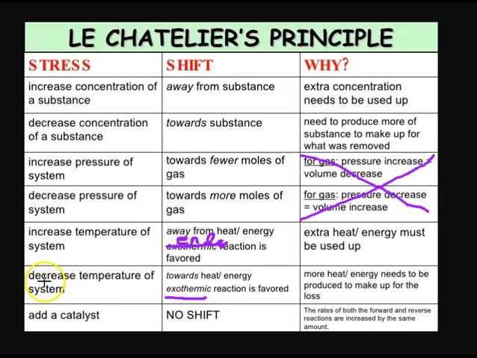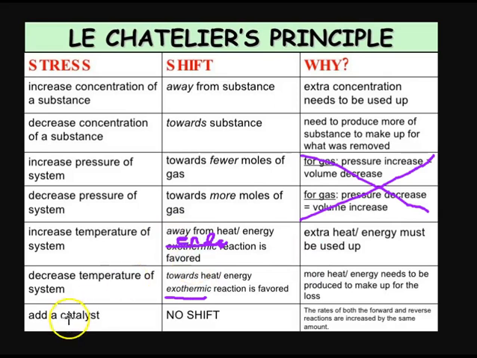So if we decrease the temperature, we're going to favor moving in the exothermic direction so that we can make up for the heat lost or produce more. However, if we increase the temperature, we're going to use up that extra heat. So we're going to favor an endothermic reaction.